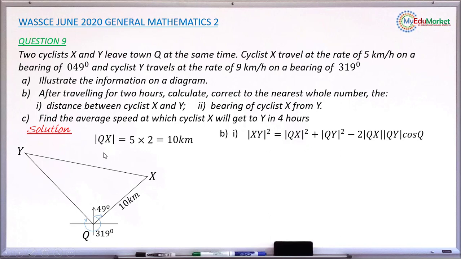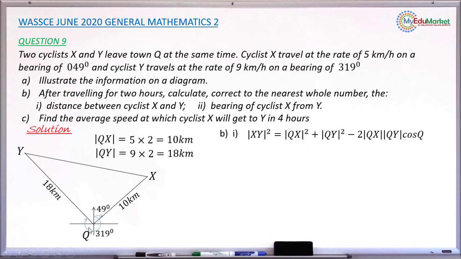Move to the distance QY, the distance traveled by cyclist Y. Speed is 9 kilometers per hour in the question and has been traveling for 2 hours. So after 2 hours, distance traveled would be equal to the speed multiplied by the time. So you have 9 times 2. That will give the answer 18 kilometers.